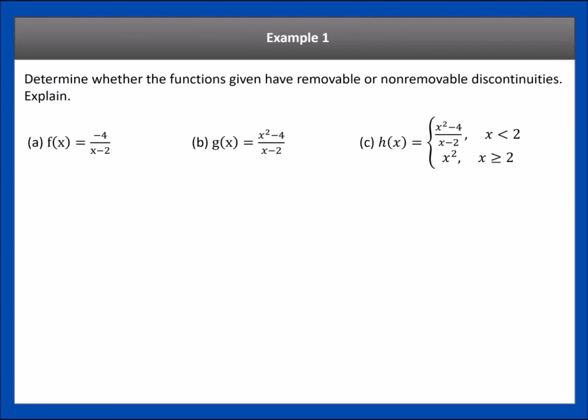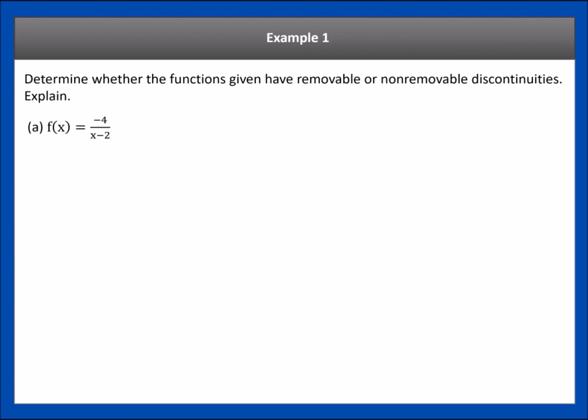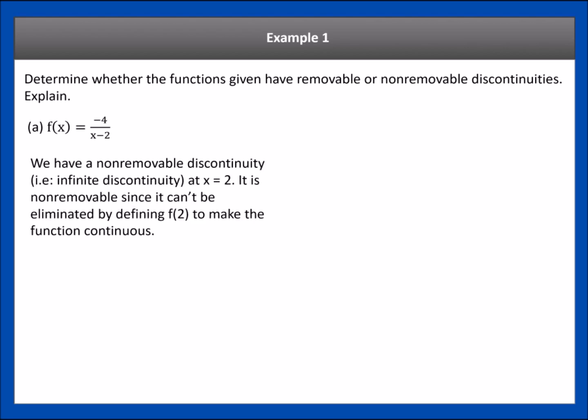So let's look at an example. Actually, example 1, but with 3 different examples within it. We want to determine whether they have removable or non-removable discontinuities. Looking at the first one, -4 over x minus 2, we can see that there's an issue with the value x equals 2, right? If we look at it, it has an infinite discontinuity at x equals 2.